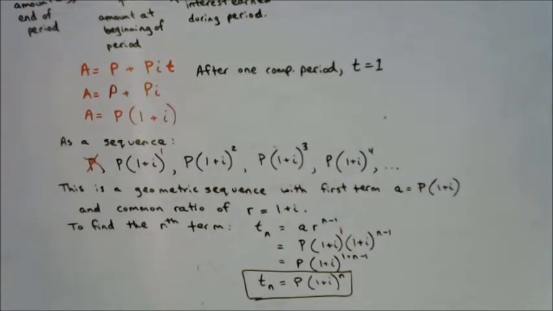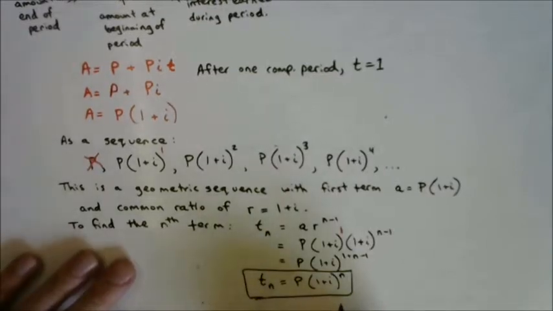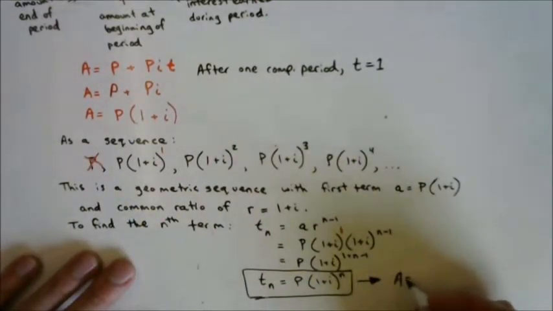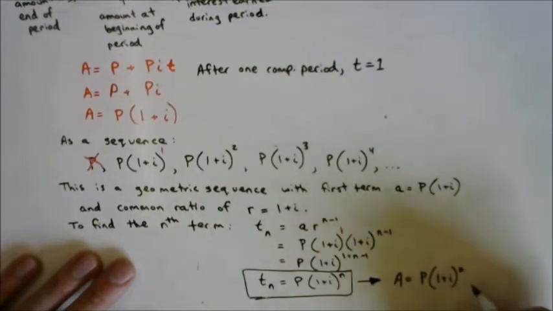So this is the amount. If you're talking about an account, this is a general term, but this is the amount in the account after n compounding periods. This is the nth term, the value of the nth term. It's the amount in the account after n compounding periods. Which also means that we can rewrite this, because T of n corresponds to A. You can say this is A equals the original principal times 1 plus i to the power of n.